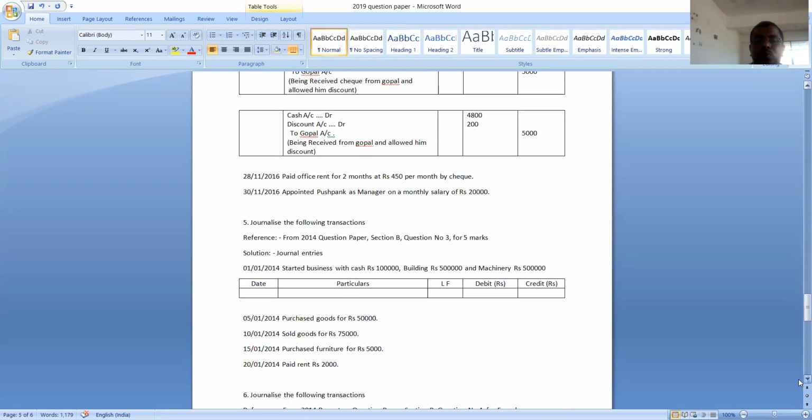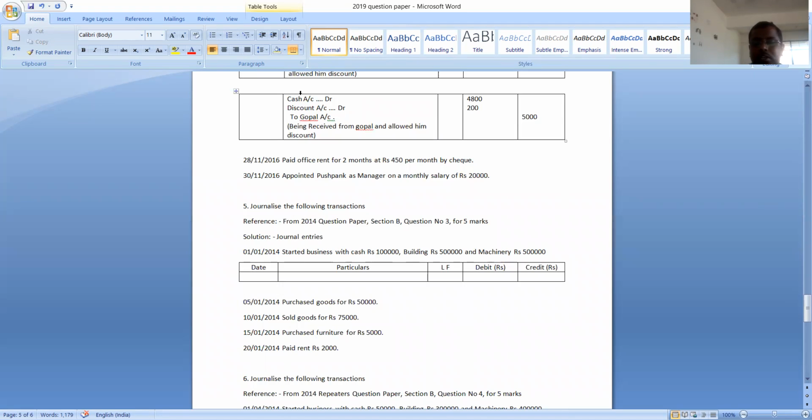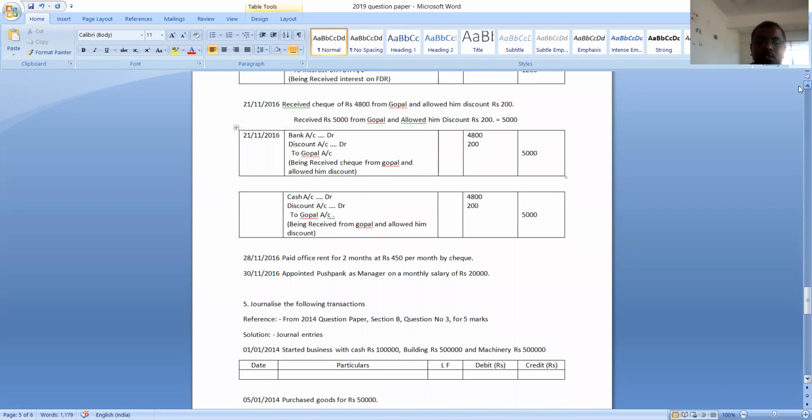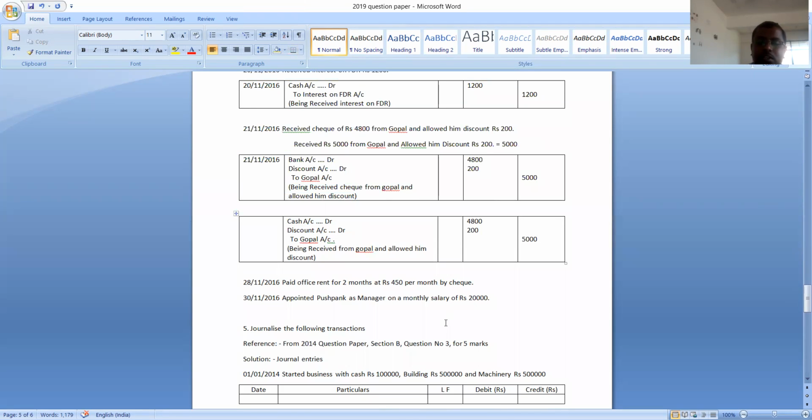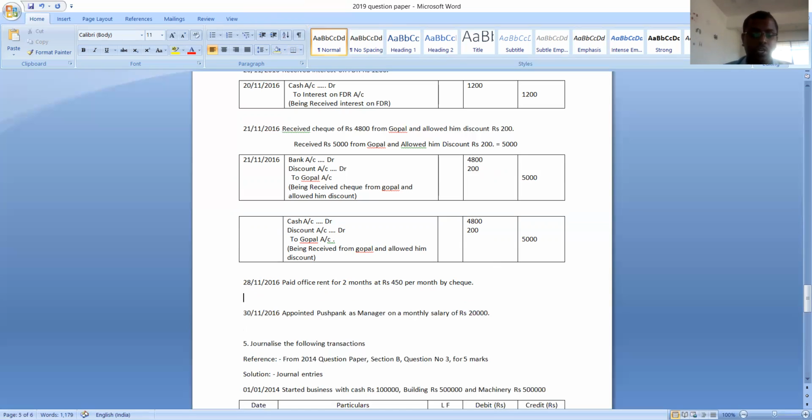Let us move to the next transaction now. Better you write this particular transaction and this journal entry in your fair book somewhere. It is needed because you may get this kind of transaction, and we may come across this kind of transactions in further problems. So better make a note of both the statements and both the journal entries. Okay, let us move to the next transaction now.